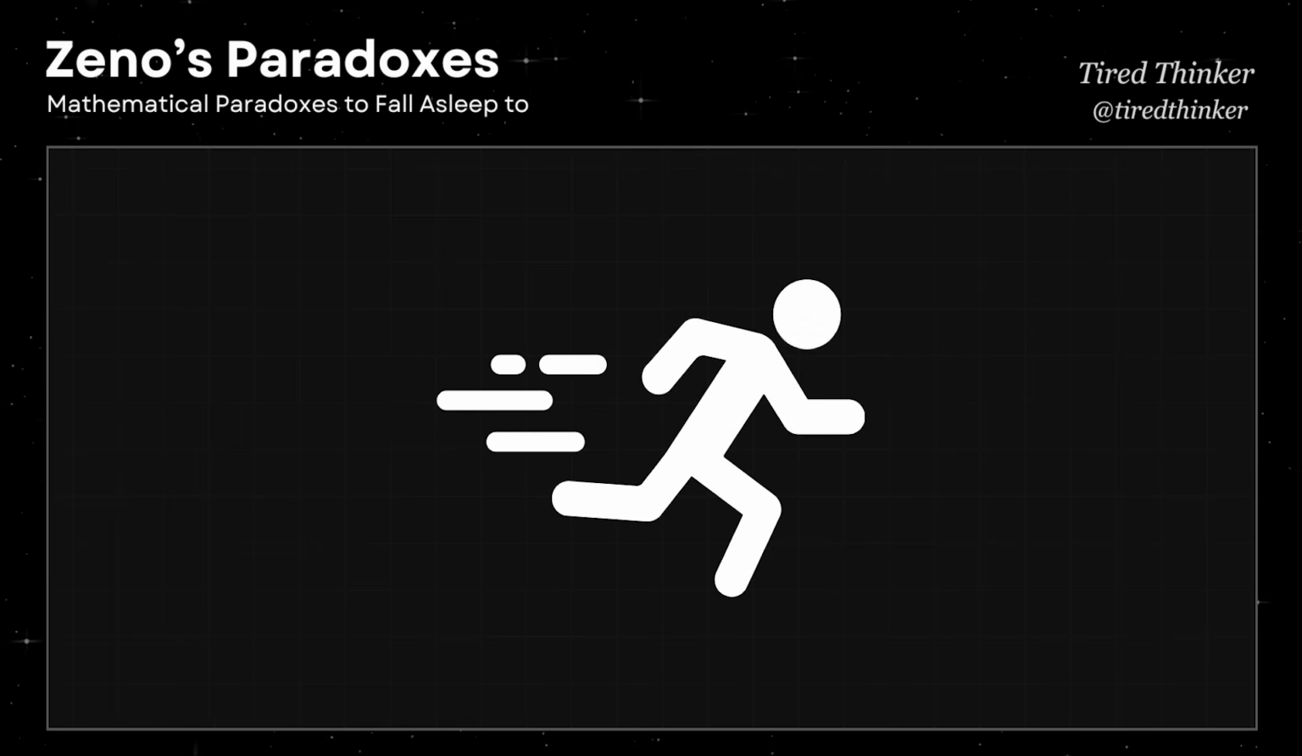Zeno's paradoxes challenge how people understand motion and time. They suggest that movement, which seems obvious, may not be possible at all. These paradoxes come from the Greek philosopher Zeno of Elea, who lived in the 5th century BCE. He created them to support the ideas of his teacher, Parmenides, who argued that change and motion are illusions. The paradoxes have puzzled mathematicians and philosophers for centuries.